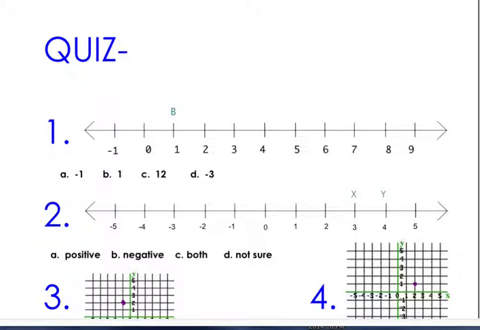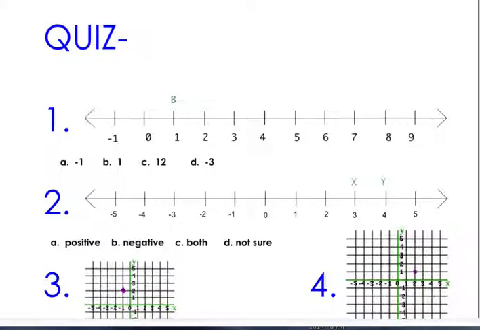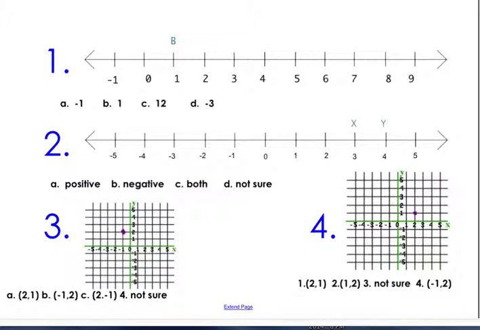Number 2, X and Y are both located on a number line. Are they both positive numbers? Are they negative numbers? Are X and Y both positive and negative? Or are you not sure? If I'm going too fast, you can always pause this video. You could go back and watch the video. And please make sure that you're writing things down in your composition notebook.